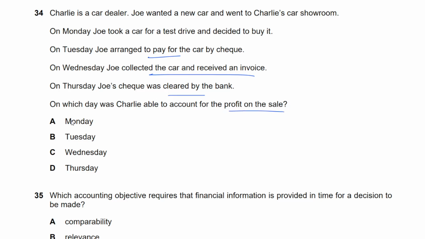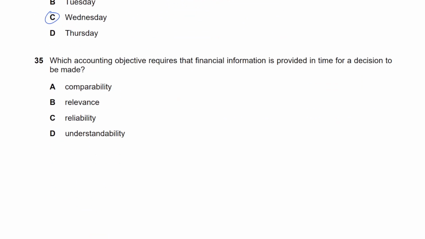Interesting question. The answer should be the time when the goods were transferred, right? And the invoice was issued. So Wednesday should be the right answer, because when they decide to buy, it's not a sale yet. When they arrange for the payment, even if they paid it, it's still not a complete sale. But when the goods are delivered, transferred from the supplier to the customer's premises, that's when a sale is counted. Okay, C is the answer.